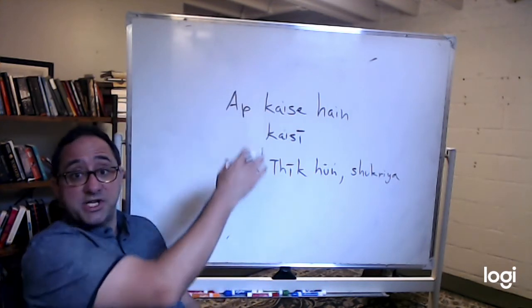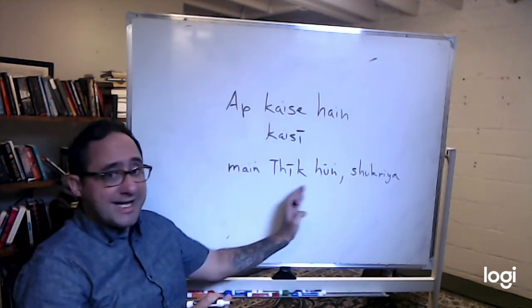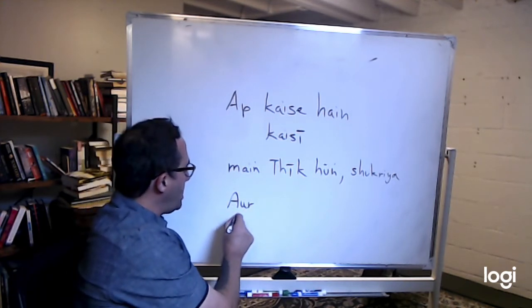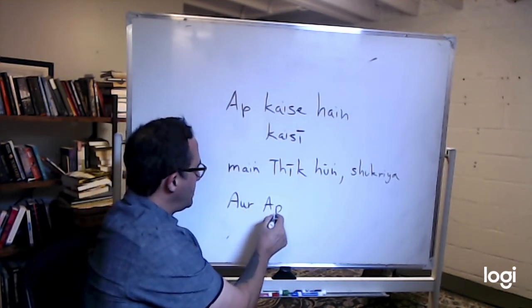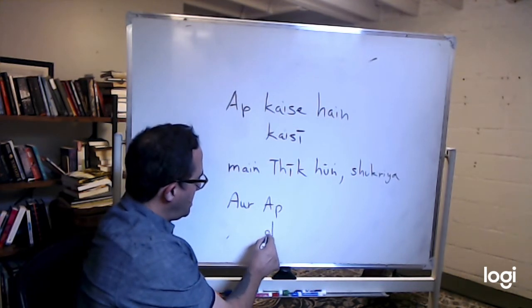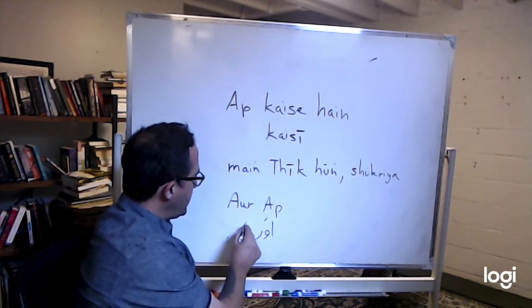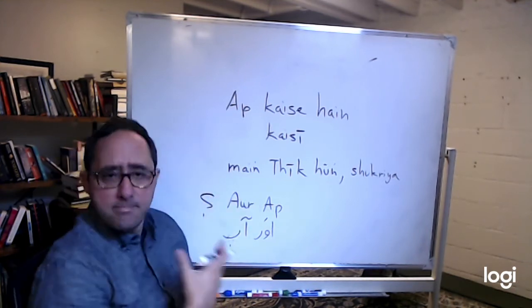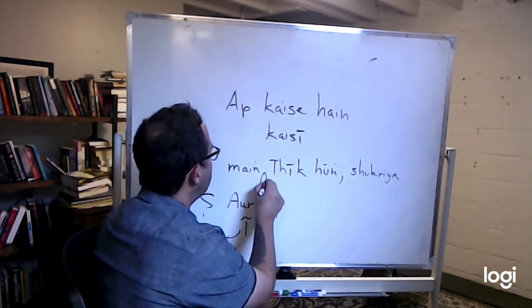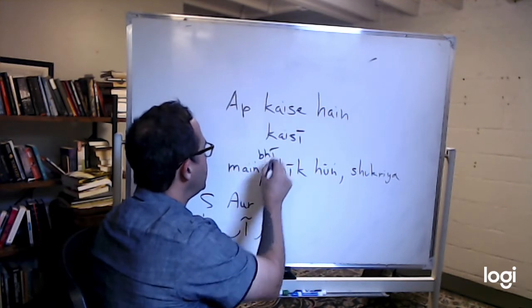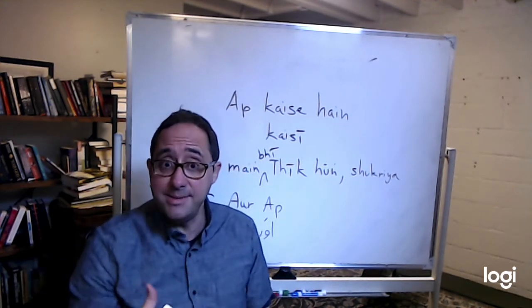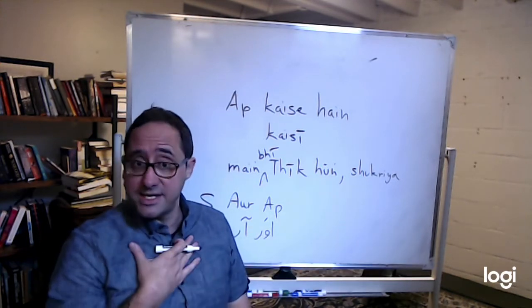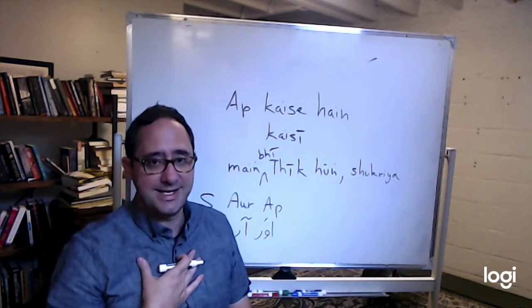Or aap. So let's say they asked you, aap kaise hain? And you say, main theek hoon shukriya. What do you say next? Or aap. That's "and you." And they say, main bhi theek hoon shukriya. Bhi means also. So maybe they said main theek hoon, and you say main bhi theek hoon.